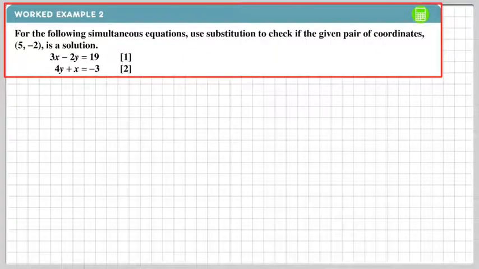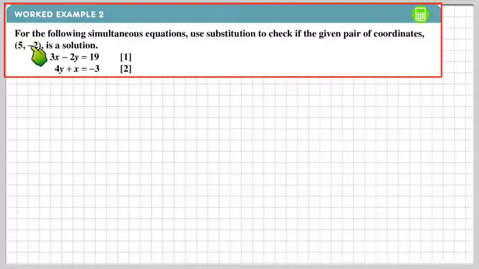Here's another one. Let's do this one. For the following simultaneous equations, use substitution to check if the given pair of coordinates, this one, x is 5 and y is -2, is a solution to this and to this. We don't have to draw a graph here. They're giving us a proposed solution.